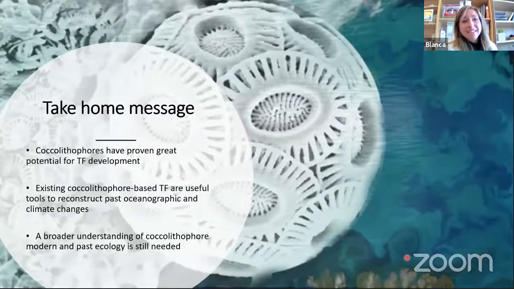And this is my last slide, and this is the take-home message that I have for you: that coccolithophores have proven great potential for transfer function development, and although performing qualitative studies is perfectly valid, sometimes resorting to a statistical analysis is good in order to test the robustness of our reconstructions. Existing coccolithophore-based transfer functions, like the ones I've shown before, are very useful tools to reconstruct past oceanographic and climate changes. However, a broader understanding of coccolithophore modern, but also past ecologies is still needed to understand some of the relationships we get when we perform a statistical analysis. Now, I would like to thank you all for your attention, and I will be happy to take questions.